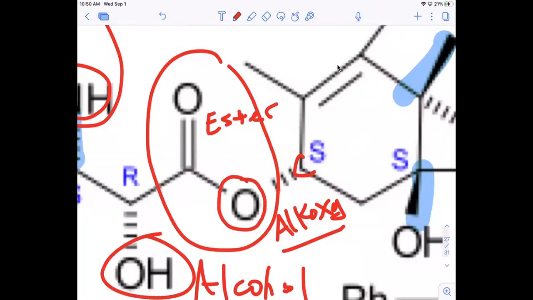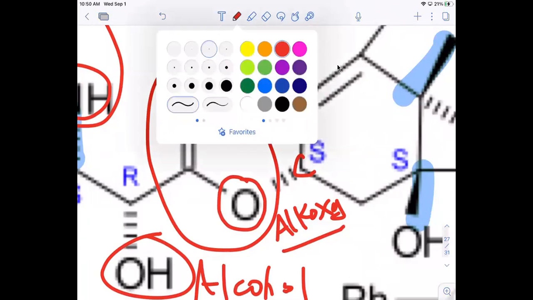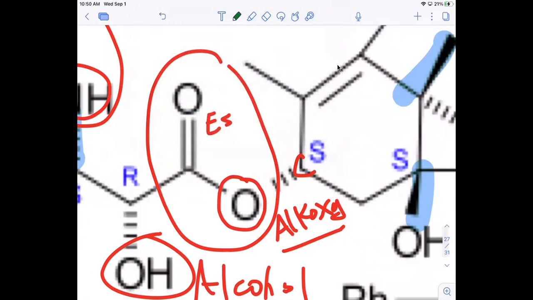Let me change the color on that. The one you circled is an ester, or the one next to it? No, the whole thing is an ester. The oxygen, let me change the color on that, because that's a great question. The oxygen is what distinguishes that carbonyl from everything else.